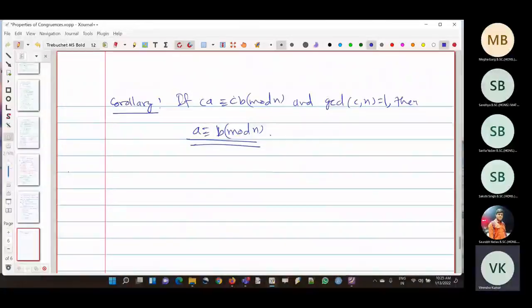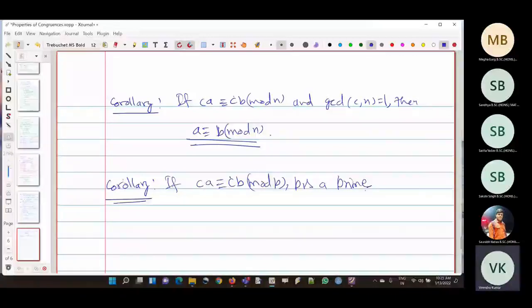So there is another corollary to it. This says that if CA is congruent to CB modulo P, where P is prime, and P doesn't divide C, it means that P is not a factor in C.